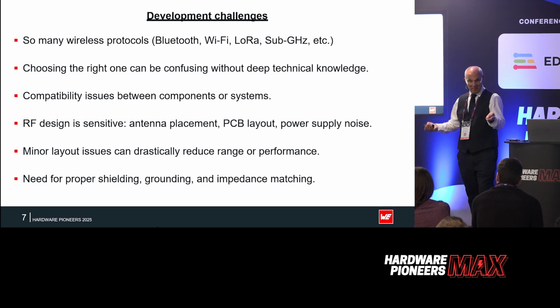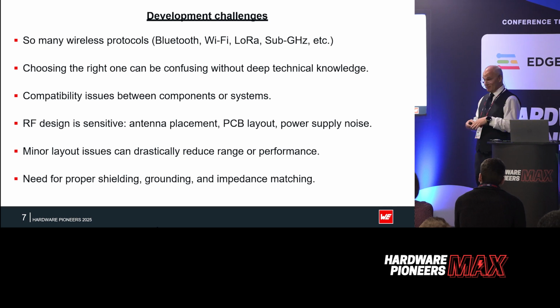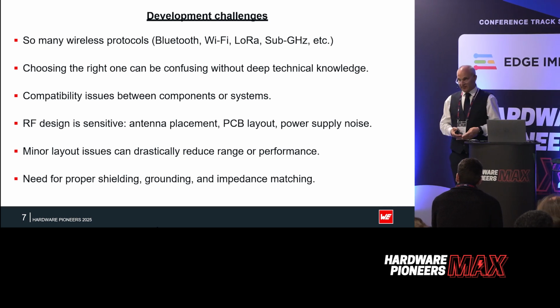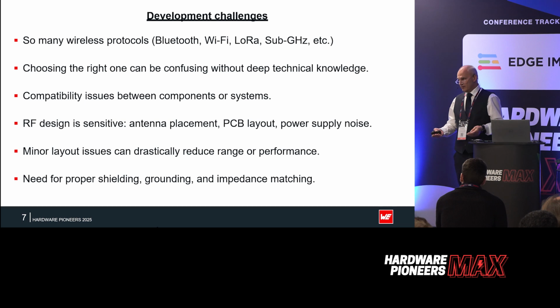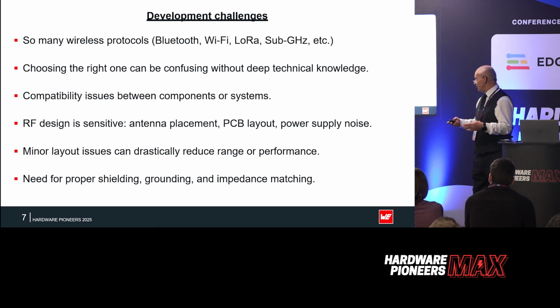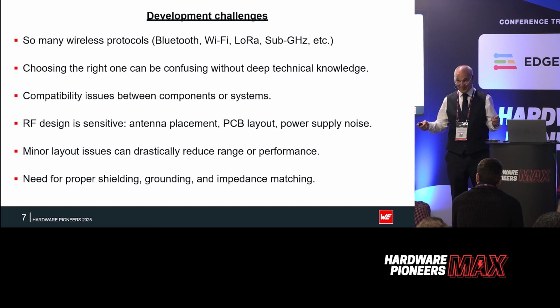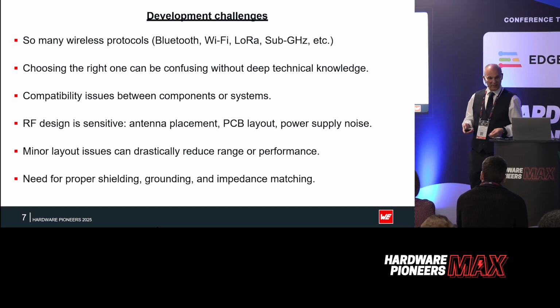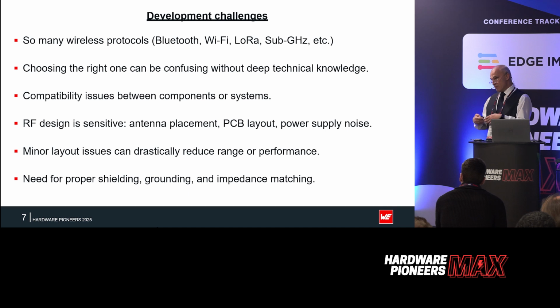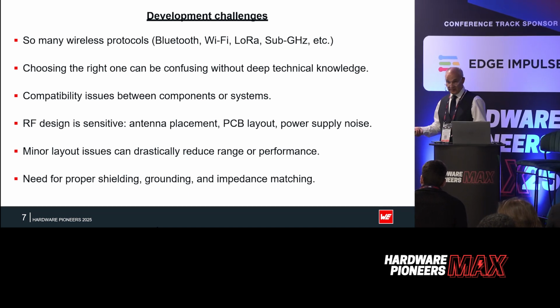Or they put metal screws next to it. It does happen. So the level of expertise on the RF is another barrier to creating your own modules. We need to do some proper shielding and grounding and impedance matching. The length of the traces has to be correct. So it can be quite difficult. So it's easier to use a module that's already got a built-in antenna or some reference design.